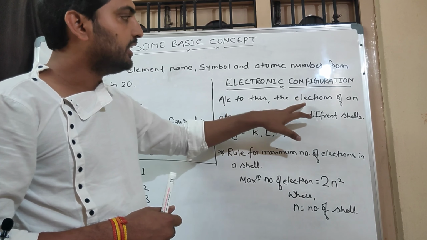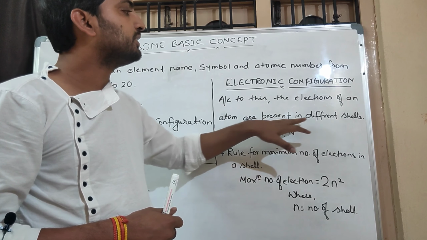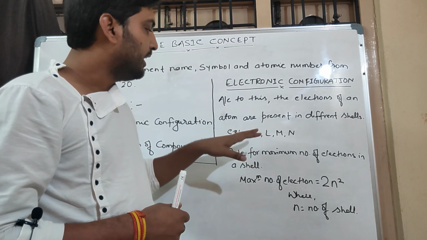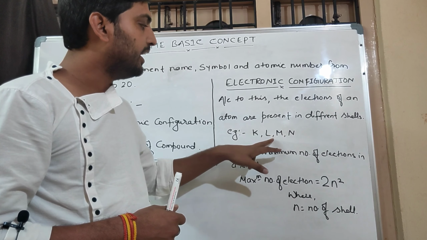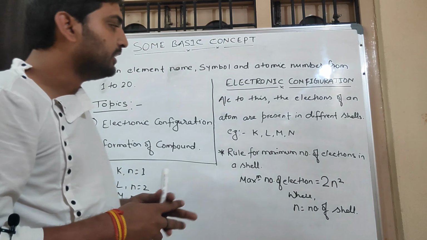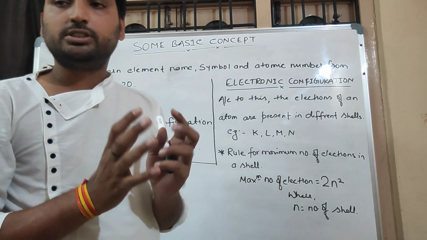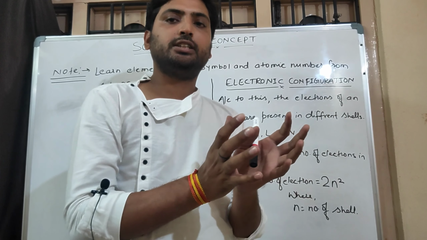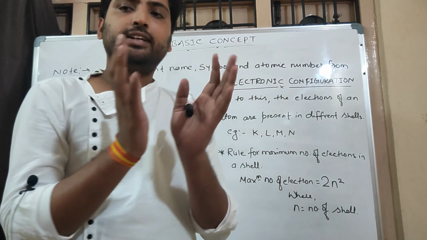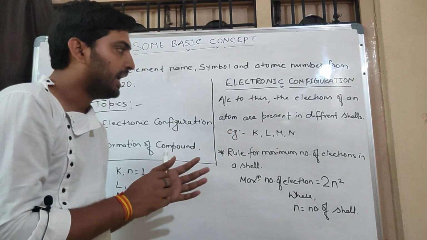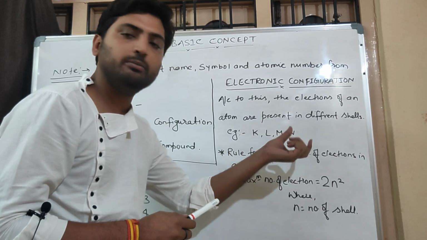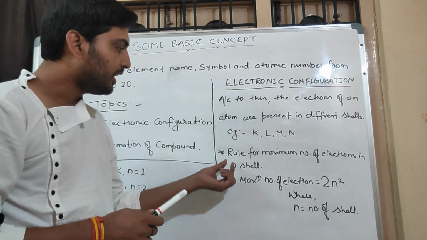According to this, the electrons of an atom are present in different shells, and the shells are K, L, M, N. Okay. In an atom, the electrons are not combined together. They are not residing together. They are in different shells. They reside in different shells, and the shell names are K, L, M, and N.